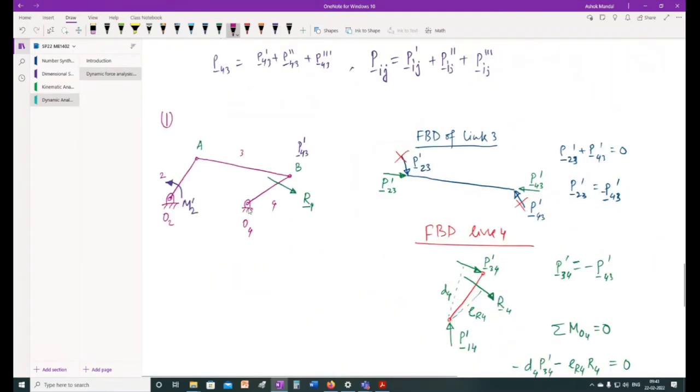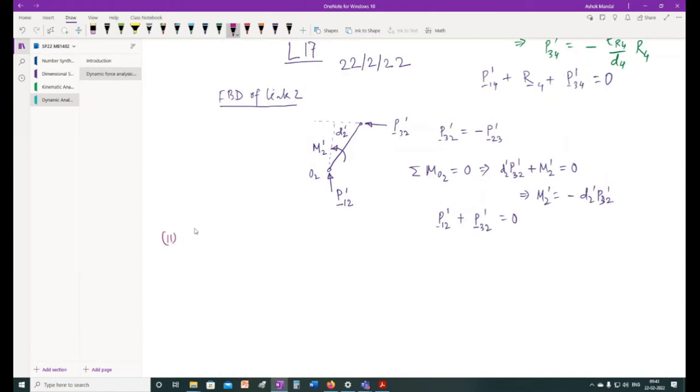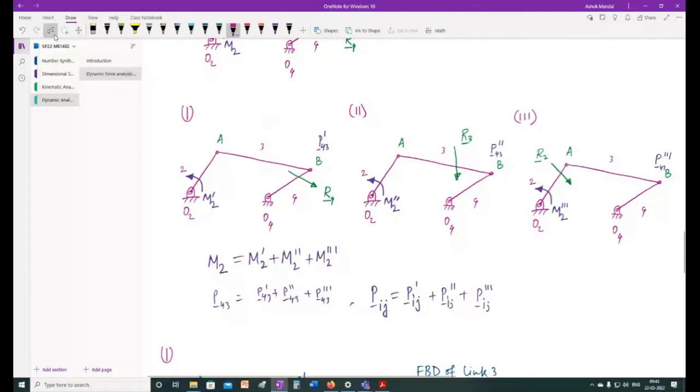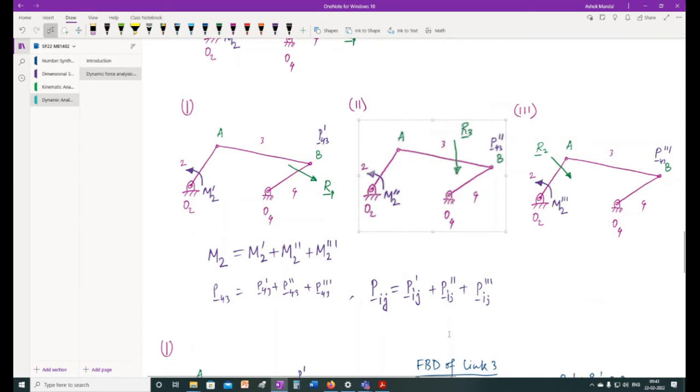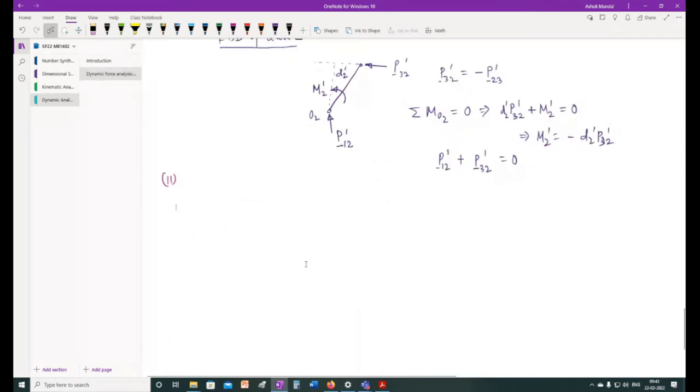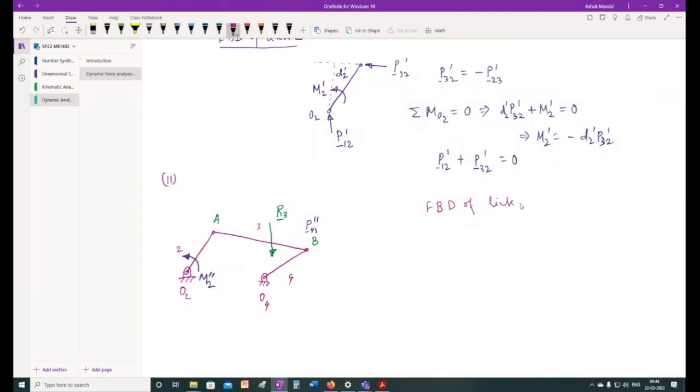Now, if we go for the next part of the problem, we'll simply copy this figure, which will save our time. This is the analysis we now have to do. Tell me which diagram I should first draw. Which free body diagram? Free body diagram of link 4. Let us draw the free body diagram of link 4.